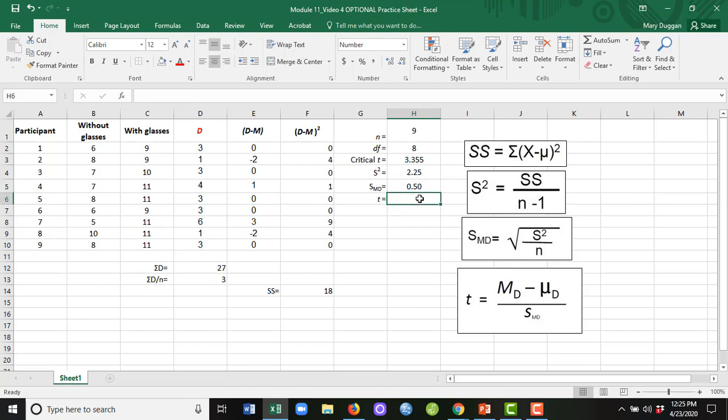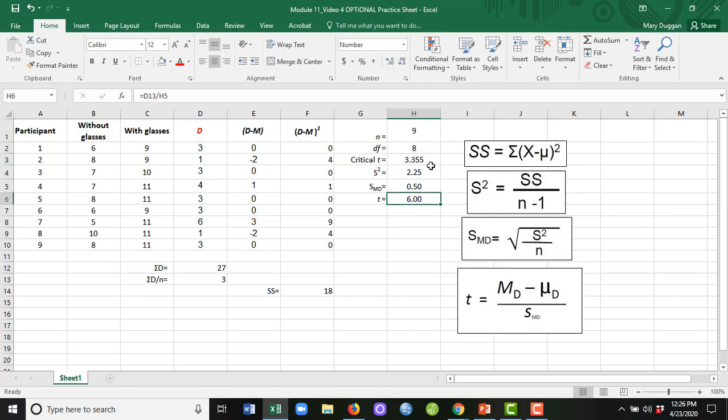So I'm going to do that. Equals the mean of our differences, which was 3, divided by our standard error of those differences, and we end up with a t of 6. So we have to decide now what we're going to do with that t of 6. This is a two-tailed test, and our t is positive, so we're going to evaluate that against the positive value of our critical t, which was 3.355. We found that on the t-table.